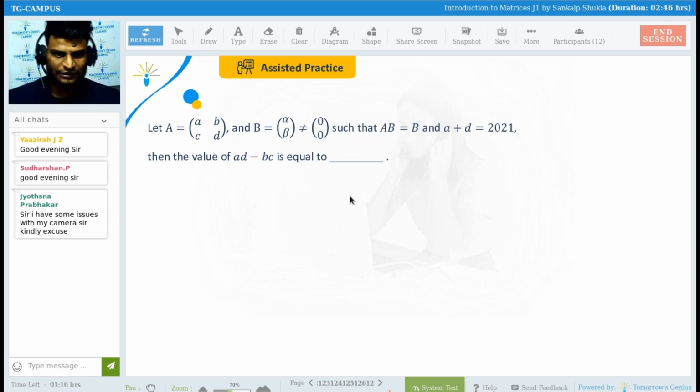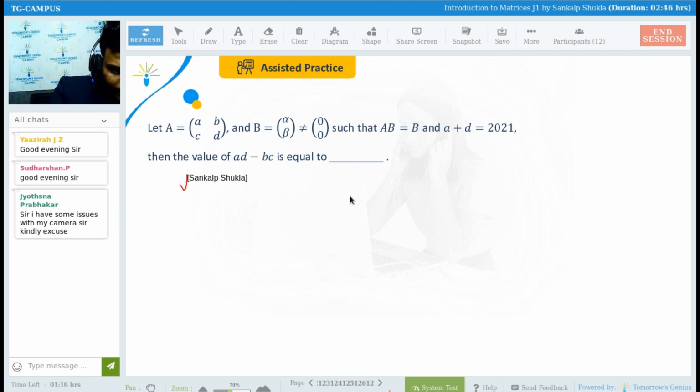Okay, this we have discussed. Now this question. Let A be a matrix which is [a, b; c, d] and B be a matrix which is [alpha; beta], such that AB is equal to B and A plus D is equal to 21. Then the value of AD minus BC. Okay, try this one, students.